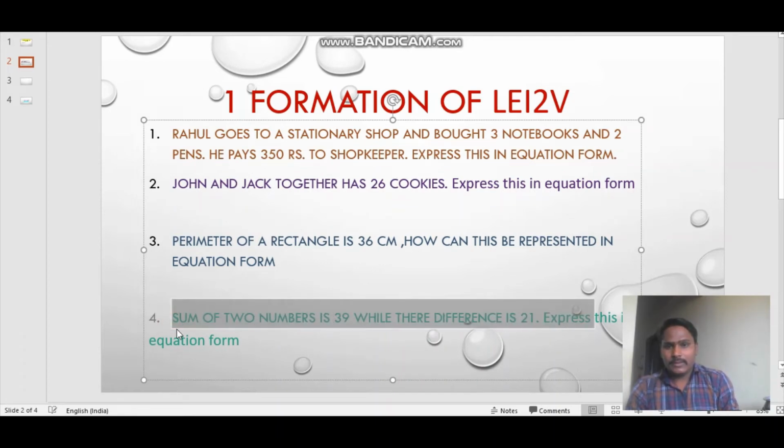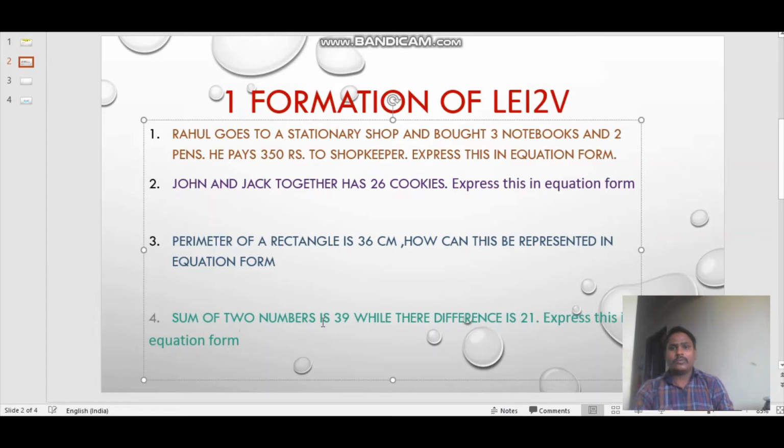You have to write it in equation form: the sum of two numbers is 39 while their difference is 21. Express this in equation form. So there are two conditions given, one is the sum of two numbers and the second is the difference of two numbers. You have to write both equations.